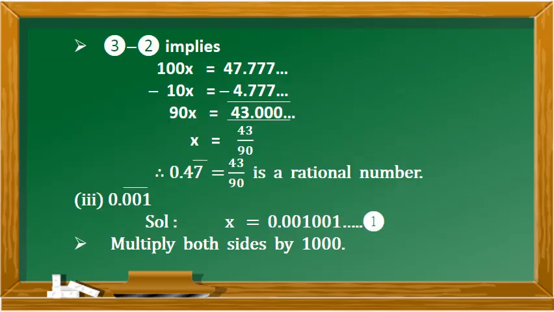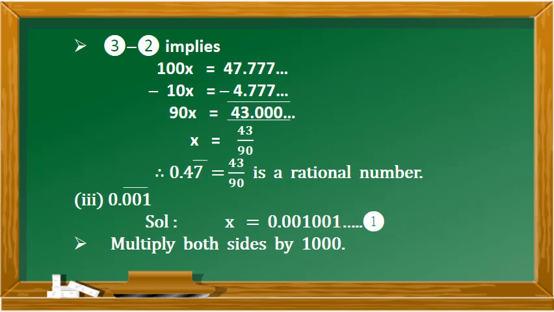If 3 equations occur, we have to subtract equation 2 from equation 3. Now equation 3 minus equation 2 implies, refer to the before slide, equation 2 and equation 3. The left hand side becomes 100x minus 10x, and on the right hand side it becomes 47.777 dot dot minus 4.777 dot dot. On subtracting, the left hand side gives you 90x, and on the right side you get 43.